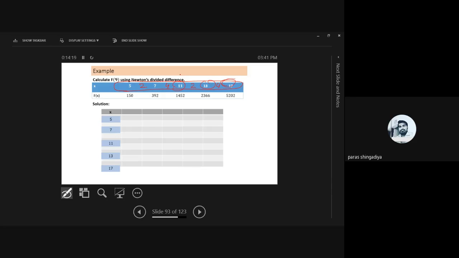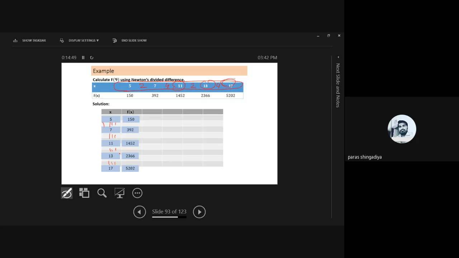First step, write down the values of x in the first column: 5, 7, 11, 13, 17. Skip one line after writing each value, 5, then skip one line, then 7, 11, 13. Then write the values of y. Both values are given in the question. Just write down as per the values in this column: 150, 392, 1452, then 2366, 5202.